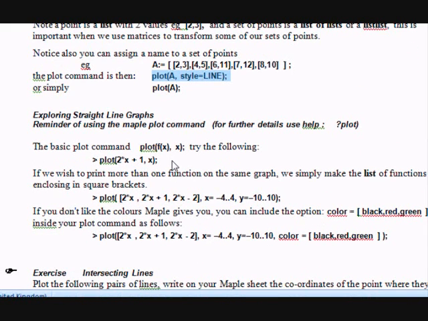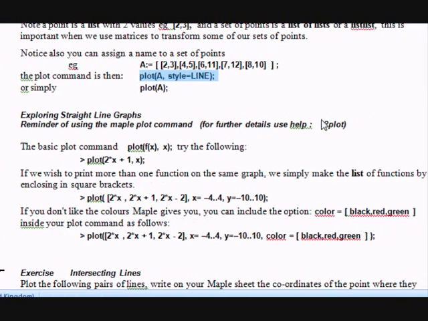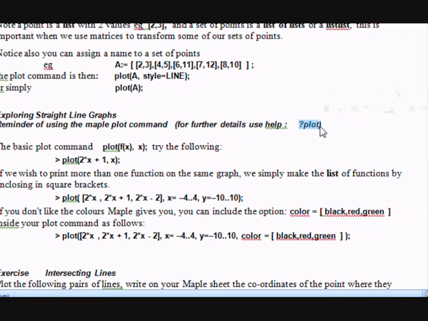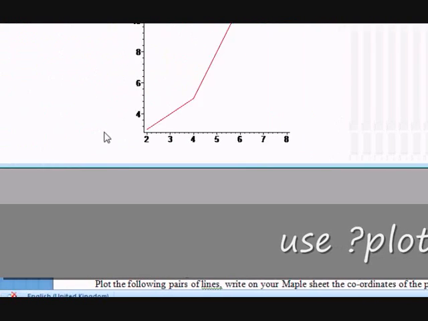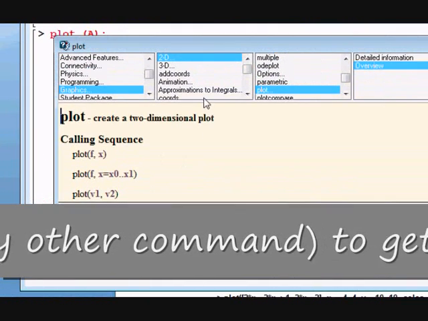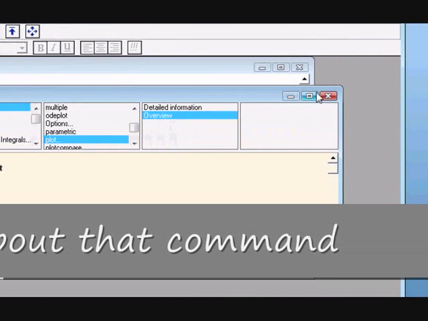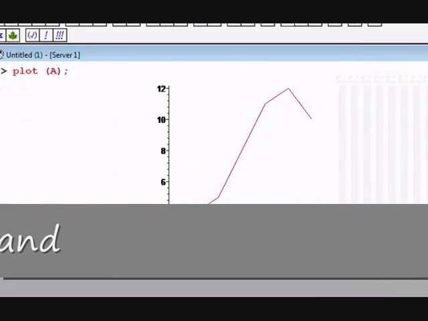If you ever want any help with a particular command, like plot, for example, you can just say question mark and then what the command is. If I do that in the Maple system, question mark plot, semicolon, I get a help window up, and it tells me some information about that particular command.